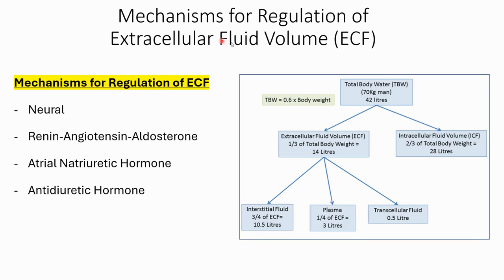So when we're looking at mechanisms for regulation of this extracellular fluid volume, we're looking at the neural pathway and then 3 hormonal pathways. That would be the renin-angiotensin-aldosterone pathway, atrial natriuretic hormone, and antidiuretic hormone. These should all be familiar to you. When we're talking about regulation of this extracellular fluid volume, we are talking about fluid that is between the cells and fluid in the plasma. You can see that there's more interstitial fluid than there is plasma as far as extracellular fluid volume.